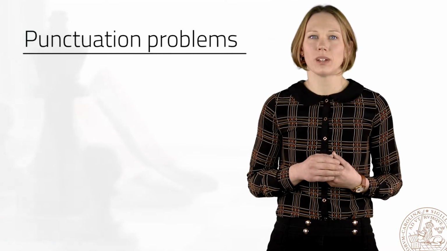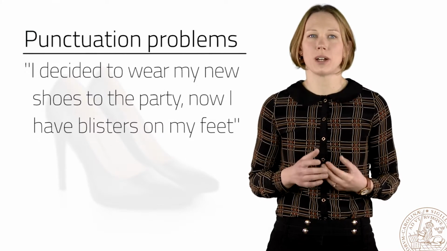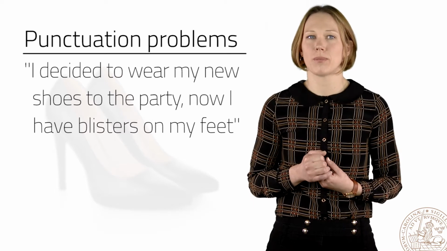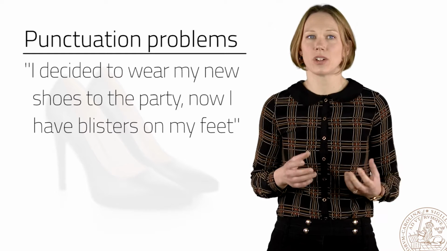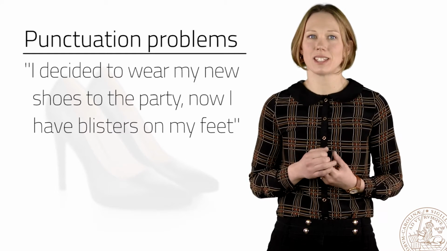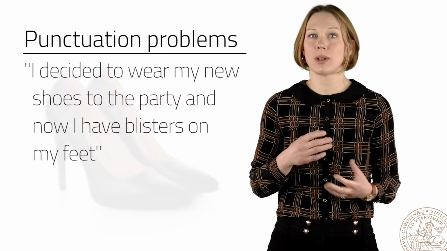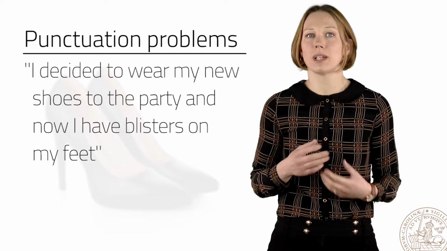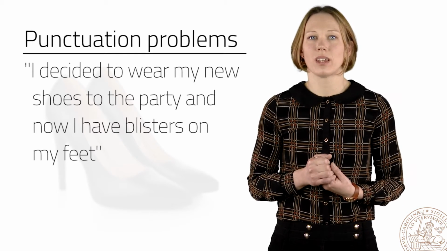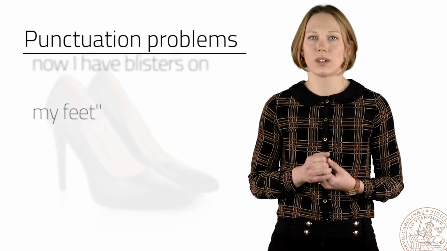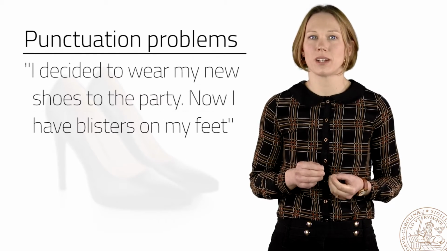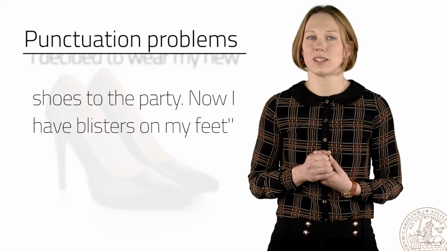For example, "I decided to wear my new shoes to the party, now I have blisters on my feet." A comma splice is fixed by adding a conjunction, such as "and" in this sentence. "I decided to wear my new shoes to the party, and now I have blisters on my feet." Another option is to split the sentence into two and add a full stop. "I decided to wear my new shoes to the party. Now I have blisters on my feet."